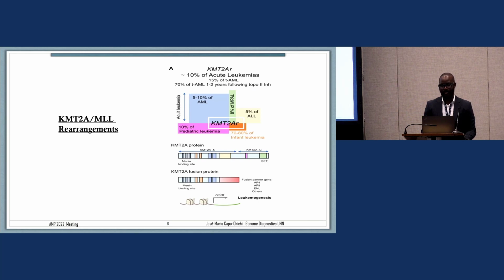So KMT2A or MLL rearrangements are seen in multiple types of acute leukemias, including AML, MPAL, and ALL. Generally speaking, about 5 to 10% of adult AML patients have a KMT2A rearrangement, but KMT2A rearrangements are more frequent in pediatric cases.